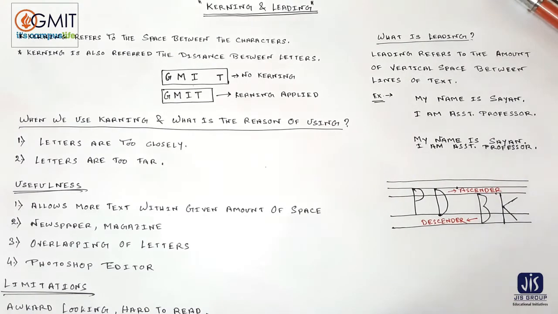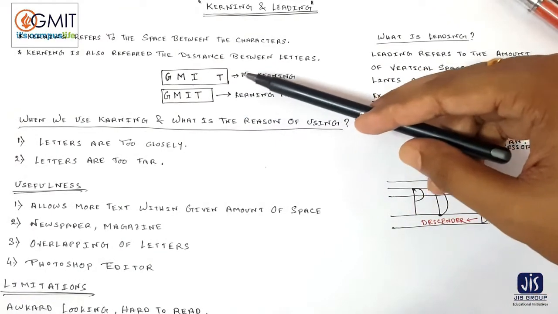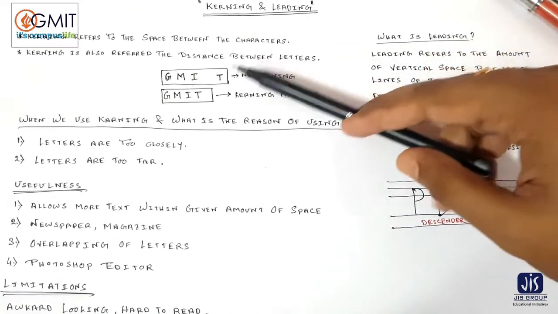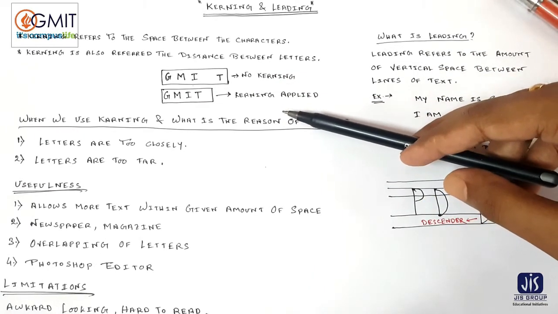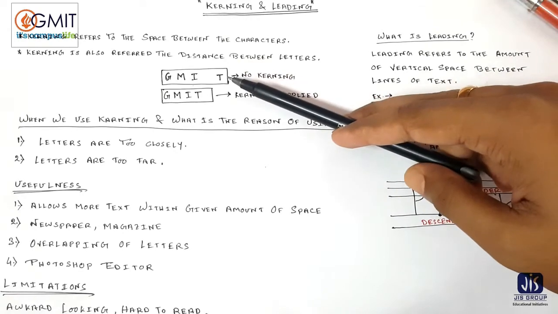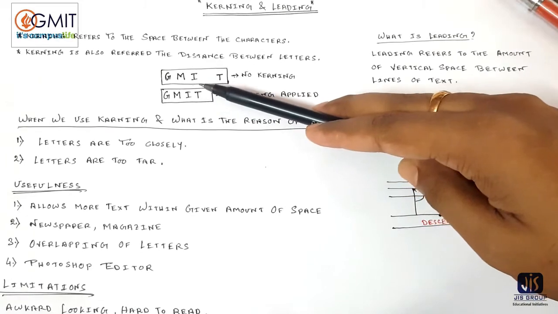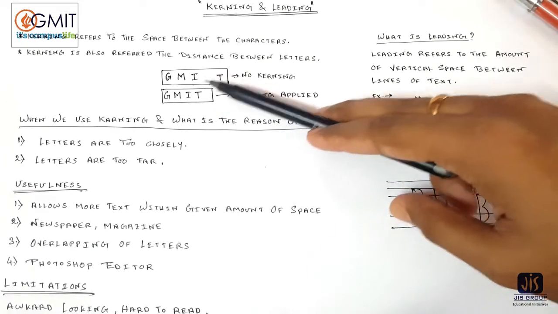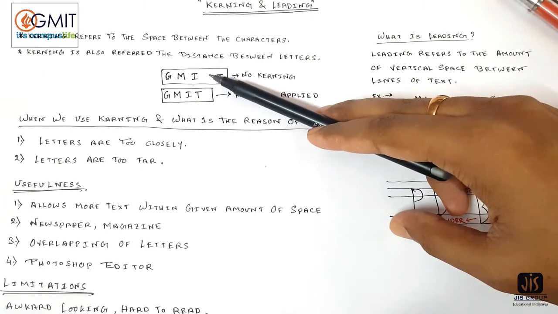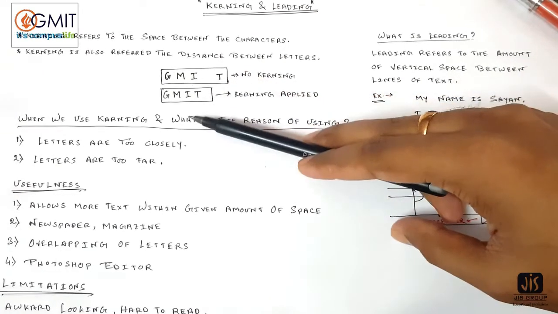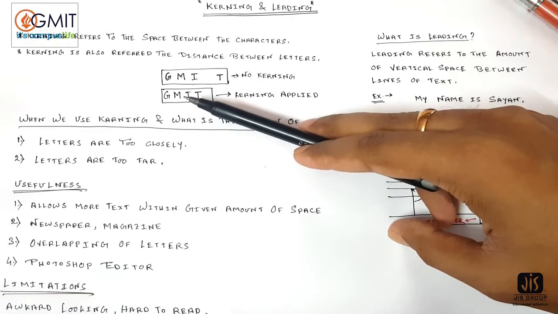Here is an example. You can see GMIT. The first one is without kerning and the second one is with kerning applied. You can see very well that in the first one, the spacing between G, M, I is more or less the same, but from I to T, the space is much larger. So is this readable to you, or is this good for your eyes? Ask yourself.